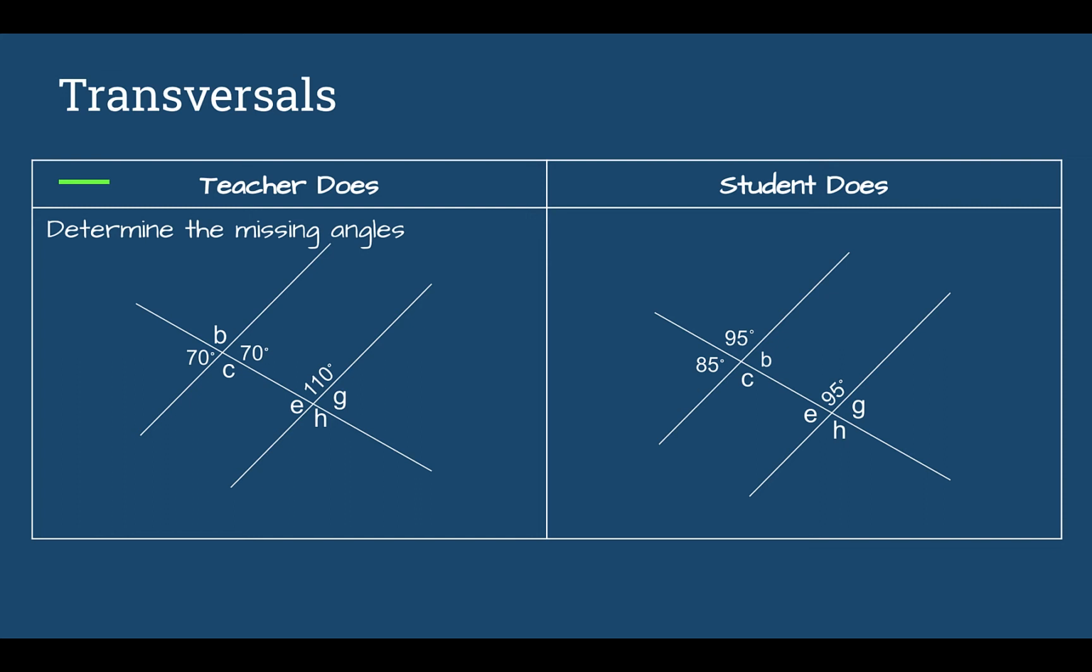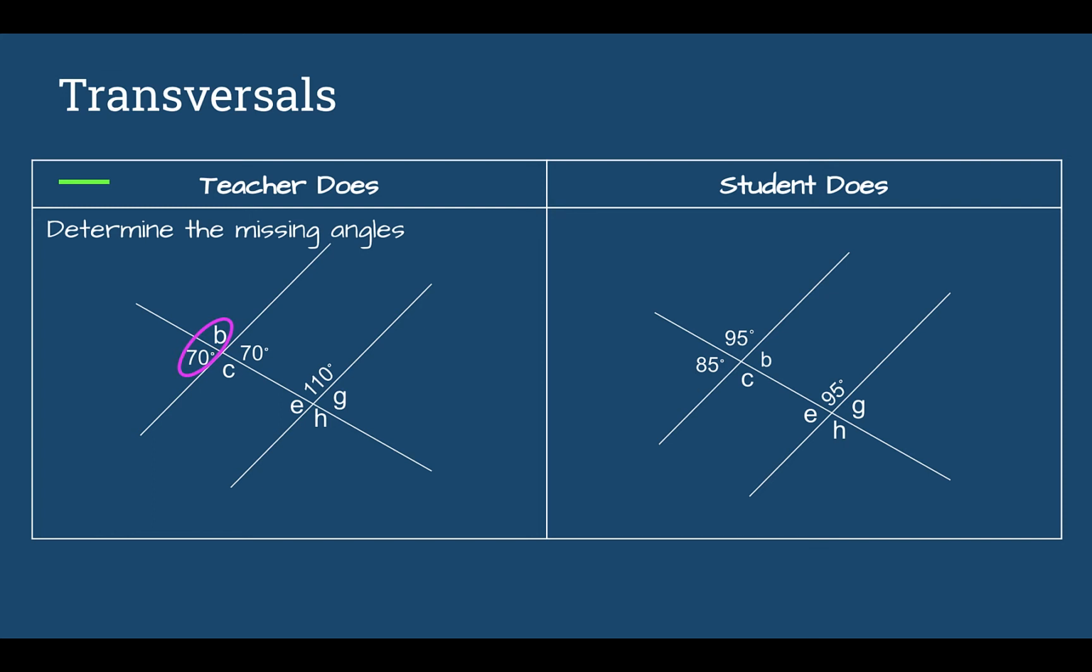our missing angles. So here we can see we have B, C, E, G, and H that we need to figure out. It doesn't matter which properties you use as long as you're following them correctly, and no matter which order you do them in, you should get the same answer.